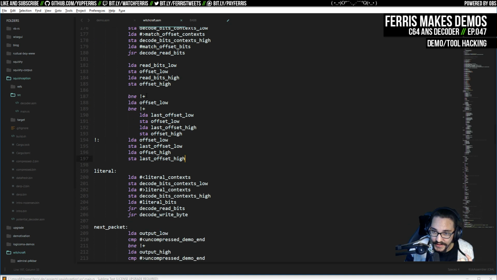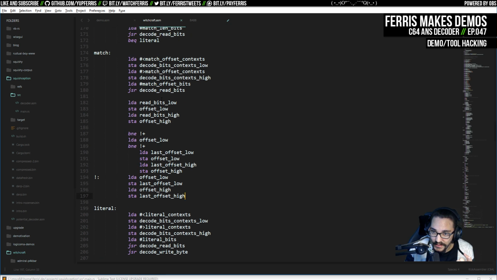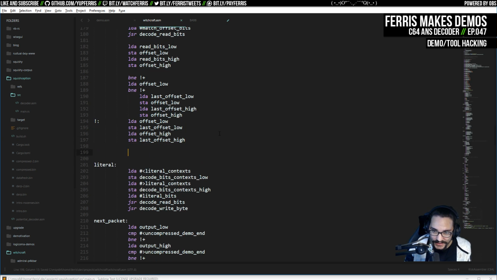Anyway, so this should set up. This loads the offset into this offset variable, and then if it's not zero, we're also going to load that into last offset. Otherwise, if it is zero, then we're going to load the last offset into offset, and then also store that back into the last offset. Yeah, this logic matches what I have on the Rust side.